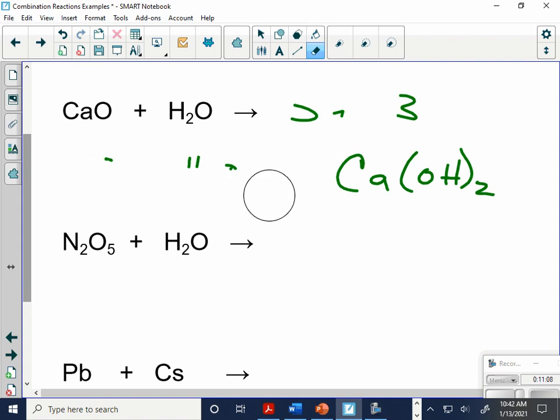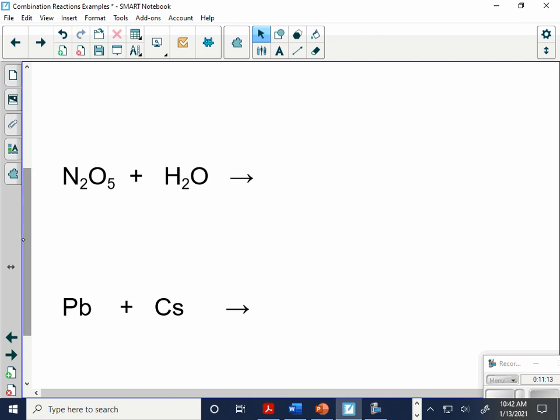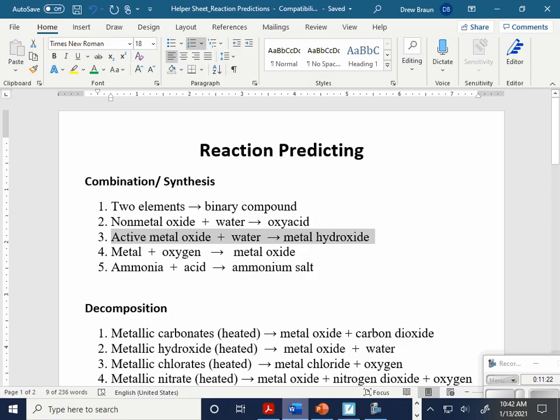Now, my third example here. N2O5 plus water. So once again, first thing I need to do is determine which one of these synthesis reactions I'm dealing with. Is it 1, 2, 3, 4, or 5? Once again, as I look, I know I'm dealing with water. So it's either going to be a combination synthesis 2 or combination synthesis 3.